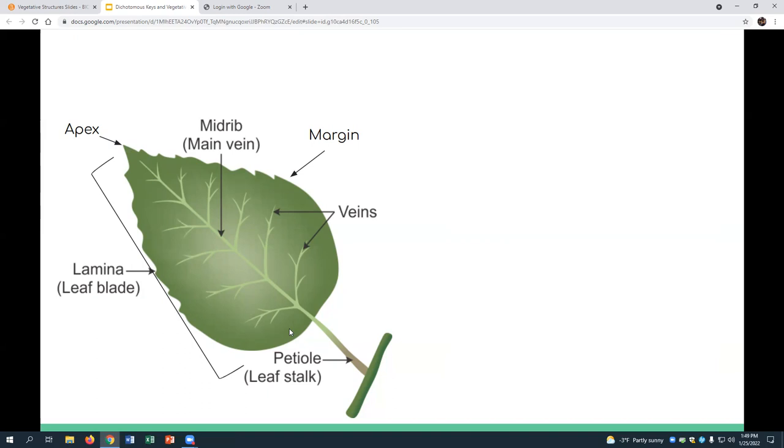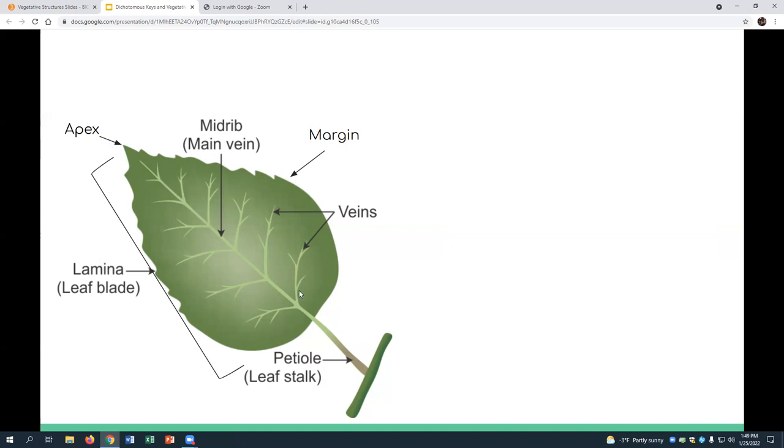What we refer to as the leaf blade, we usually do use the word blade, but we might also use this technical term lamina. That's what we typically think about as the leaf in English, right? It's just that full broad green structure.